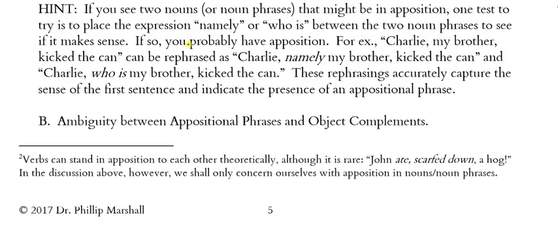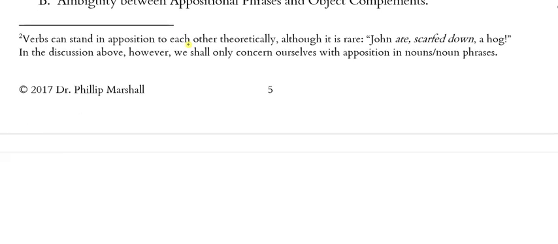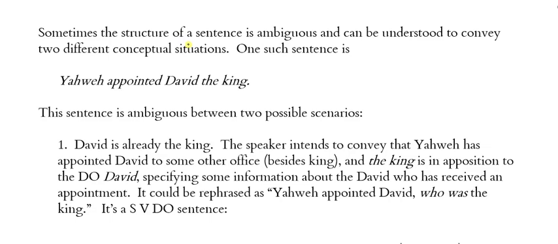Now, there's some ambiguity between appositional phrases and object complements. So let's talk about that for a moment. Sometimes the structure of a sentence is ambiguous and can be understood to convey two different conceptual situations. One such sentence is this one, Yahweh appointed David the king. This sentence is ambiguous between two possible scenarios here.